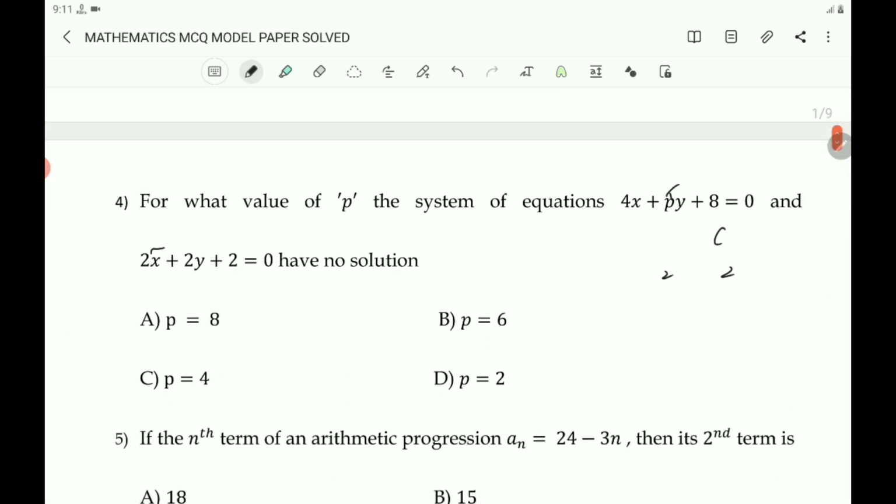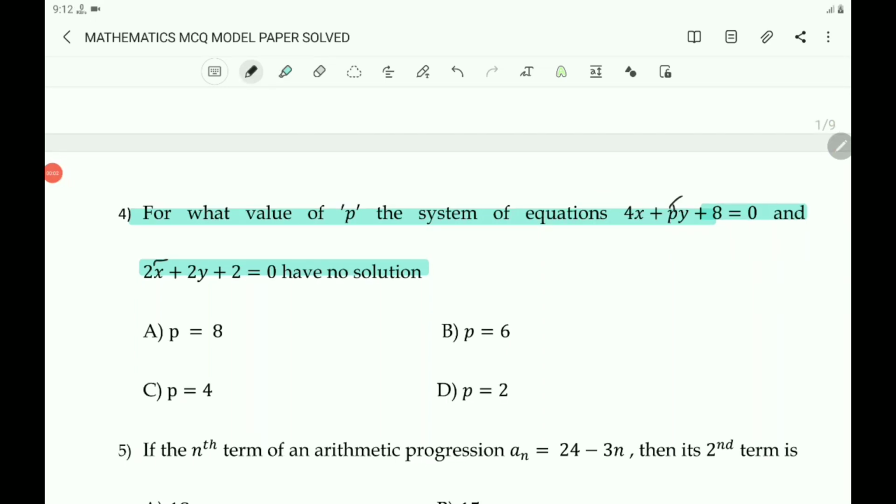Next let us take the fourth question. For what value of p does the system of equations 4x plus py plus 8 equals 0 and 2x plus 2y plus 2 equals 0 have no solution? You know the condition for no solution. What is that condition? a1 by a2 equals b1 by b2, which is not equal to c1 by c2. Here a1 by a2, that is 4 by 2, equals b1 by b2, p by 2. So 2 cancels, so you will get p equals 4.